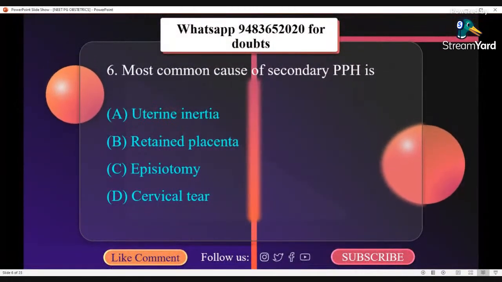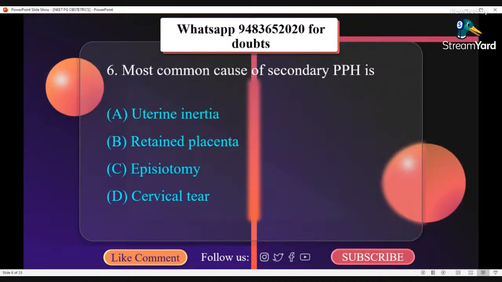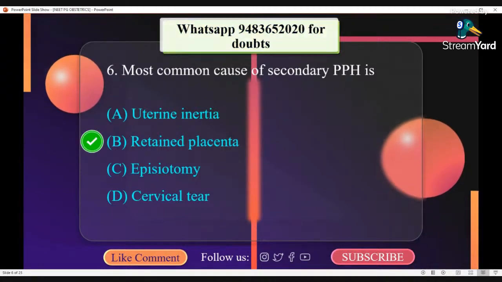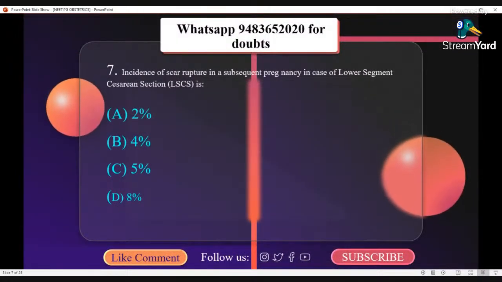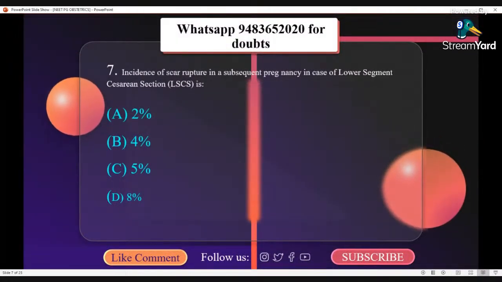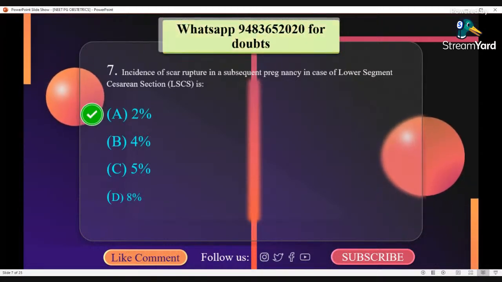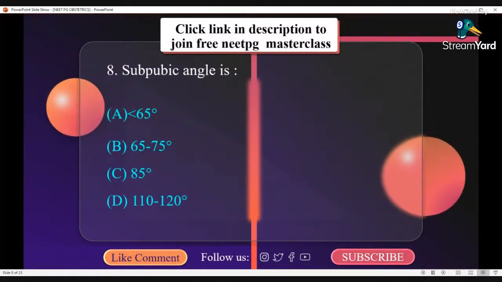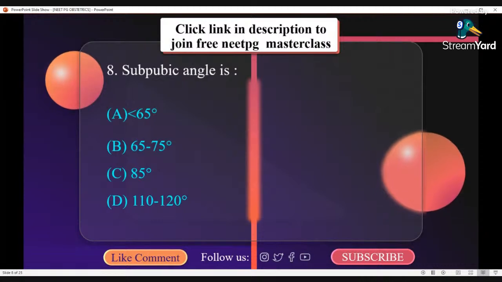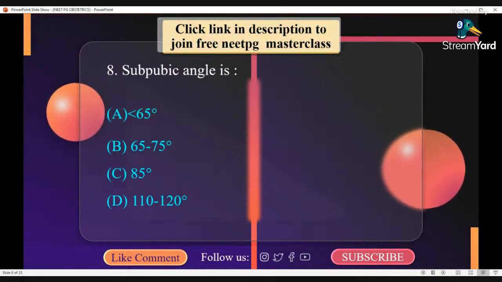Most common cause of secondary PPH is retained placenta, we all know. So the correct option here is B, retained placenta. Incidence of scar rupture is very low in the subsequent pregnancy. In case of LSCS it is about 2%. A, 2%. Now subpubic angle is 85 degree. A, less than 65, B, 65 to 75, C, 85 degree, D, 110 to 120 degree. So the correct option here is C, 85 degree.